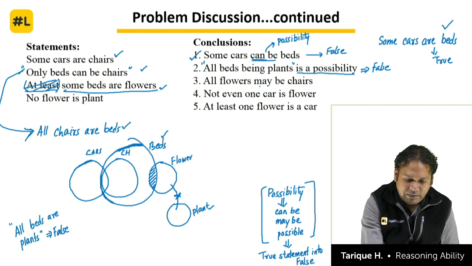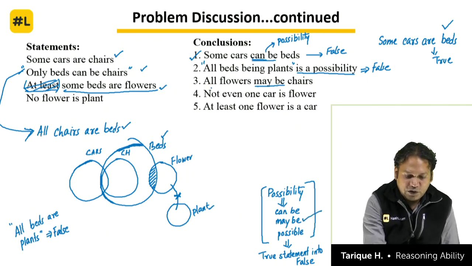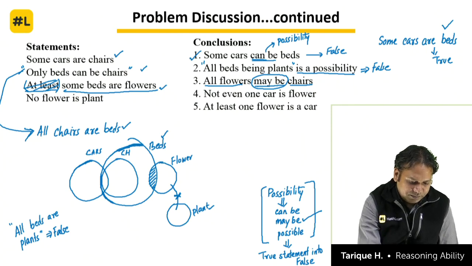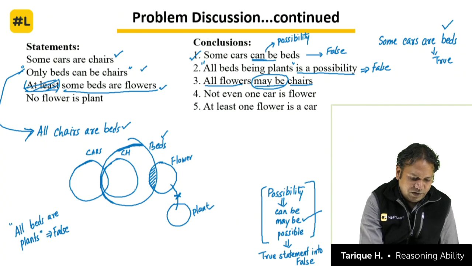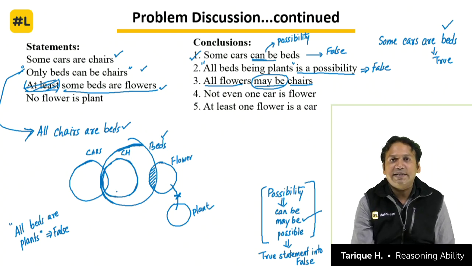All flowers may be chairs. Again you see this word maybe is there, and maybe is what? Maybe is possibility. So first you focus on all flowers are chairs. Don't worry about maybe. All flowers are chairs. You see, flower and chairs, we don't know the relationship between them, correct? We don't know how these two circles, flowers and chairs, will relate with each other.